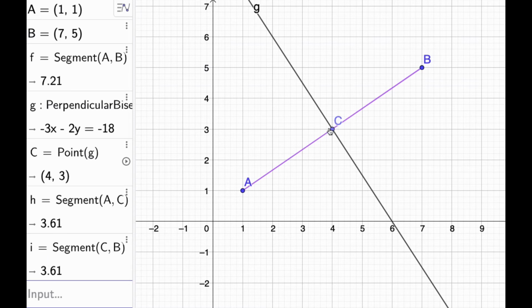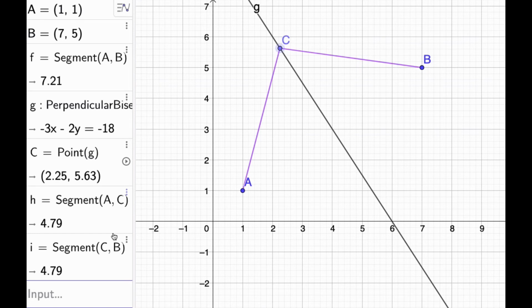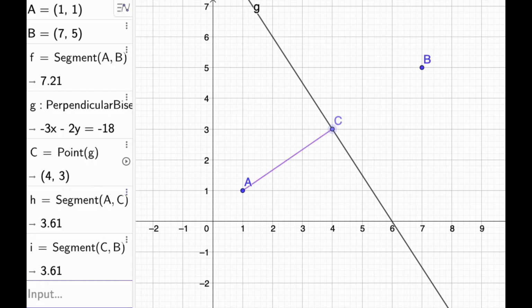Now, one of the cool things about a perpendicular bisector is that no matter where my point goes, these distances, these purple lines, are always the same. And so even here, it is equidistant from A to C as C to B. So if this is the most simplistic Voronoi diagram where I have two sites, and I want to find the boundary where they're equal distance, well, the boundary where they're equal distance is this line here, the perpendicular bisector.